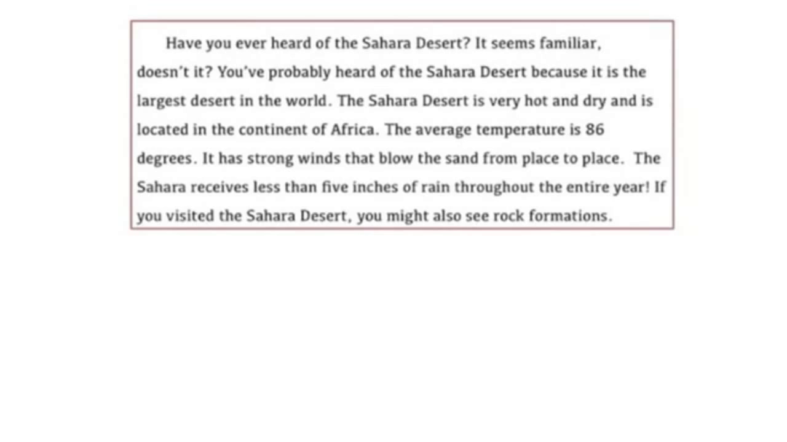You've probably heard of the Sahara Desert because it is the largest desert in the world. The Sahara Desert is very hot and dry and is located on the continent of Africa. The average temperature is 86 degrees. It has strong winds that blow the sand from place to place. The Sahara receives less than 5 inches of rain throughout the entire year. If you visited the Sahara Desert, you might also see rock formations.